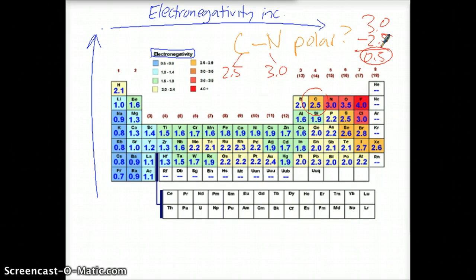So what this is saying is the electronegativity is not equal. One of these elements wants electrons more than the other. That element is nitrogen because it has a greater electronegativity. So since this is greater than 0, that means this molecule is polar. So when we figure out the difference in electronegativities, if it's greater than 0, that means the molecule is polar.